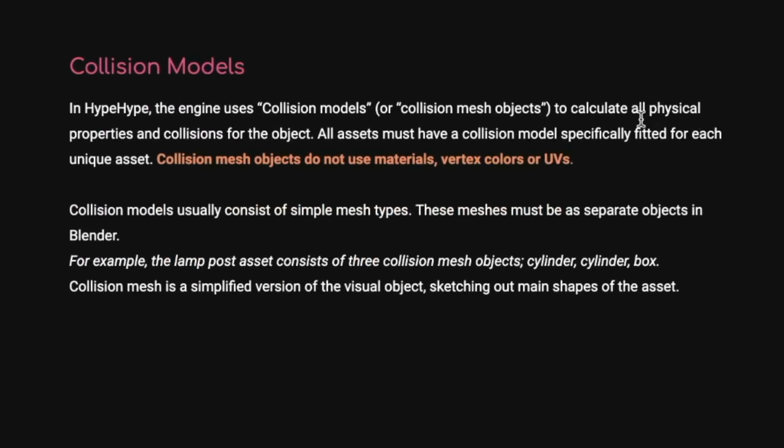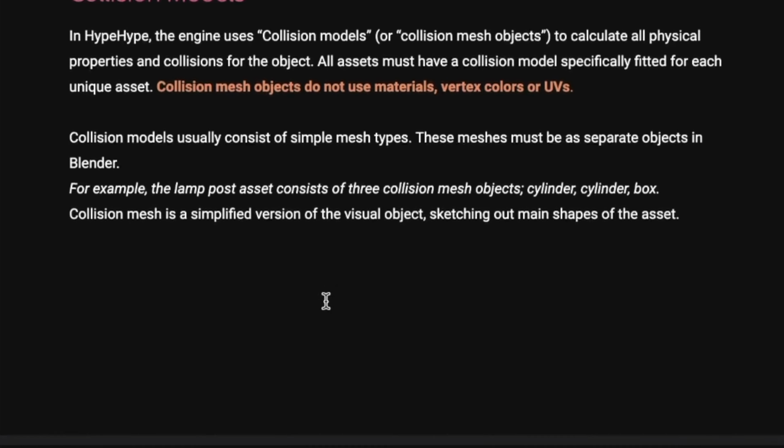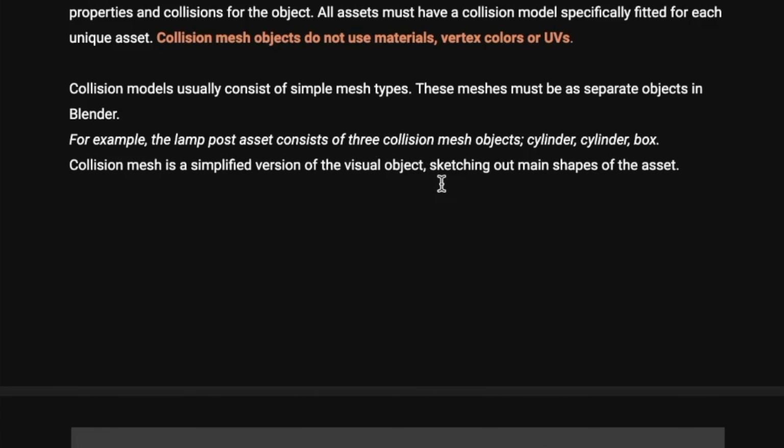Collision models. In HypeHype, the engine uses collision models or collision mesh objects to calculate all physical properties and collisions for the object. All assets must have collision models specifically fitted for each unique asset. Collision mesh objects do not use materials, vertex colors, or UVs. Collision models usually consist of simple mesh types. These meshes must be separate objects in Blender. For example, the lamppost asset consists of 3 collision mesh objects: cylinder, cylinder, box.